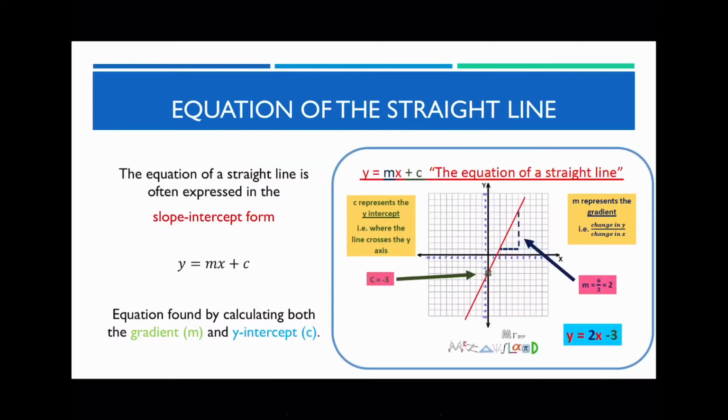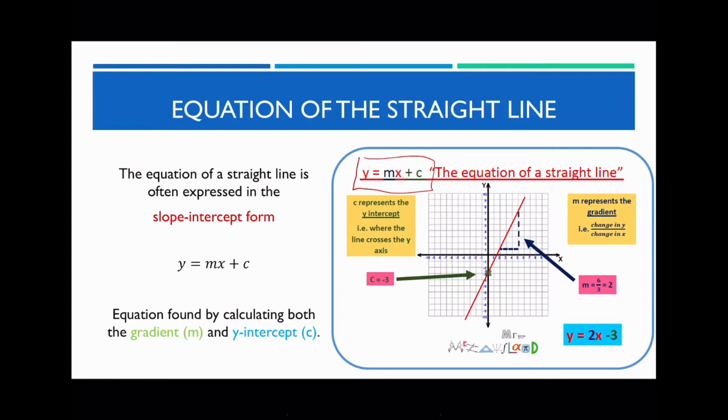If you remember from our last lesson, we said that any straight line can be represented by the general equation y equals mx plus c, where m represents the gradient, which is essentially the slope. That means rise over run, so it's the change in y over the change in x, and I've shown you the formula previously of how we can calculate that.